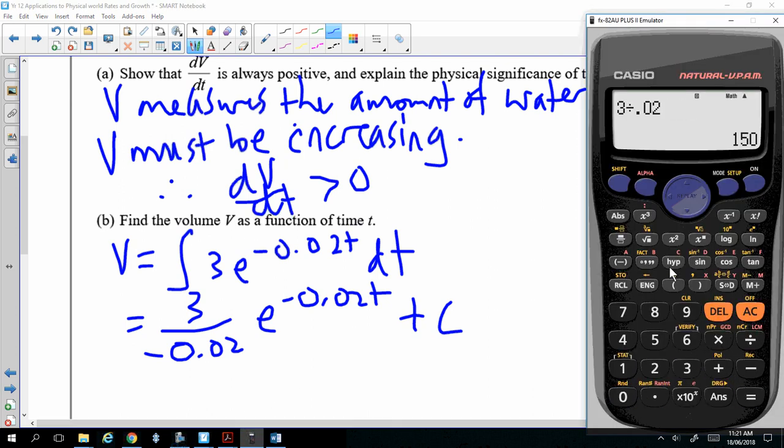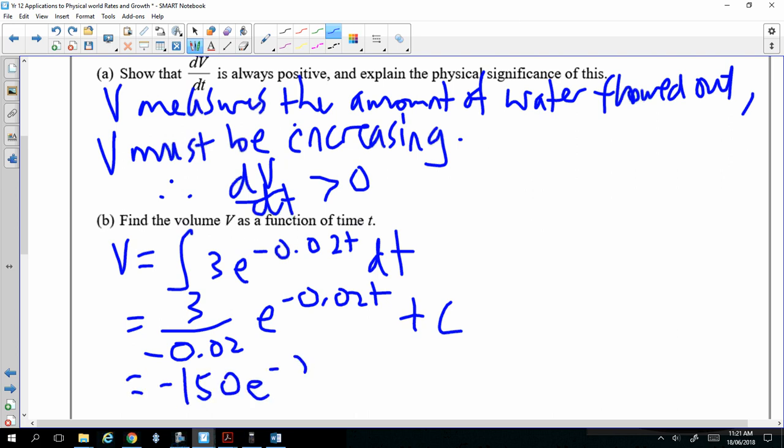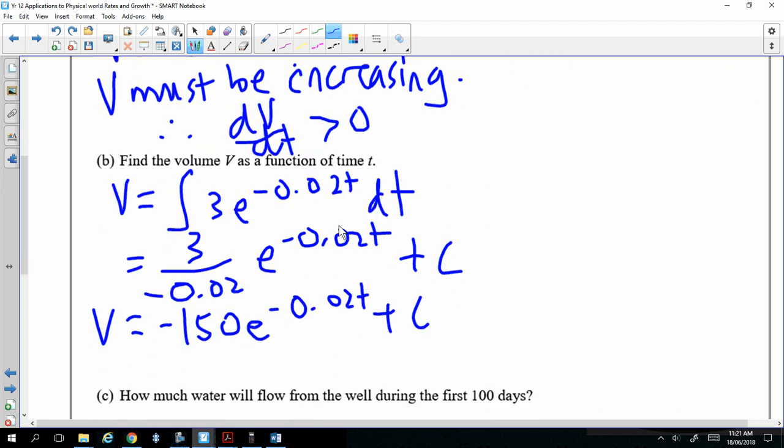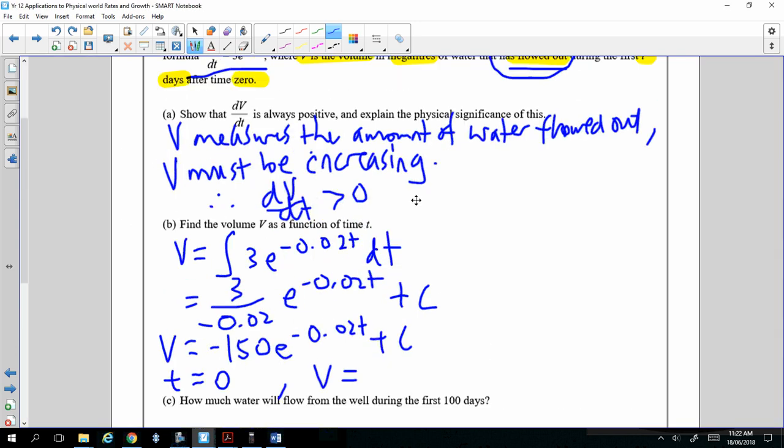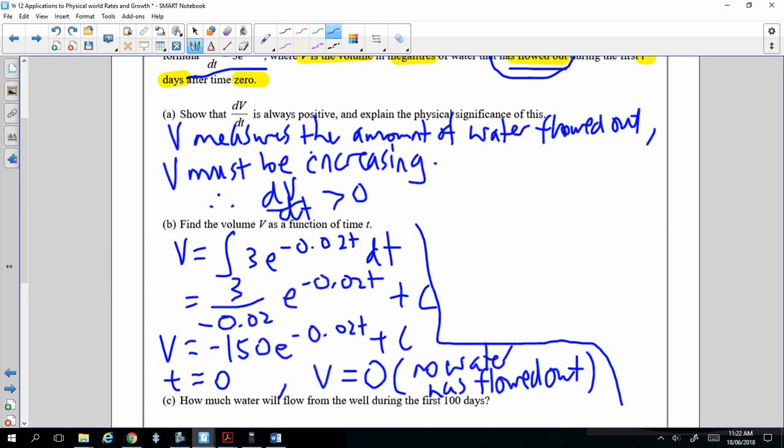Now, how do we find C? Let's examine what happened. What's the value of V when t is 0? It's not really stated in the question, so this one you have to use some common sense. Think about what V stands for. So when t is 0, what's V? Why is it 0? Because V measures the amount of water that has flowed out, so at the beginning, no water has flowed out yet. So therefore 0. Now we can find out what C is. So you go 0 equals negative 150 e to the power 0 plus C. e to the power 0 is 1. Therefore C equals 150. So you write down the formula: V equals negative 150 e to the power negative 0.02t plus 150. That's your formula.